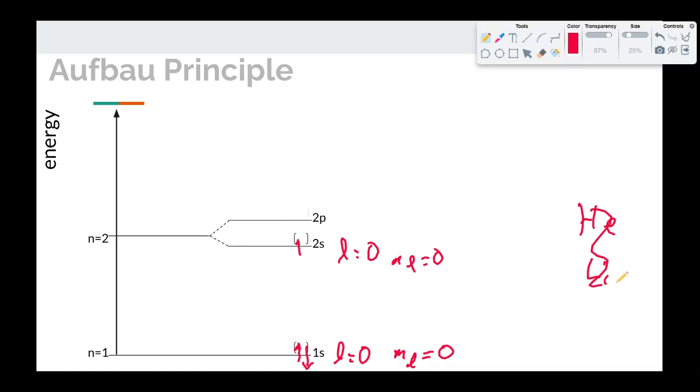And then if we moved up to beryllium, that's going to have 4 electrons. There's room for that 4th electron to be in that orbital. That would be spin down because they have to have opposite spins, or they'd have the same quantum numbers.